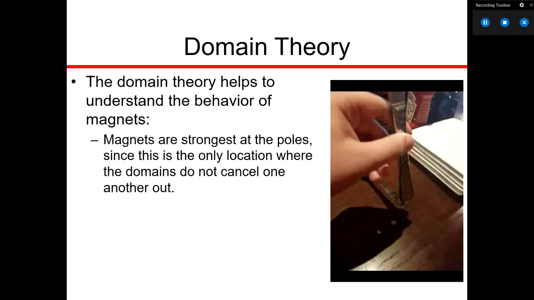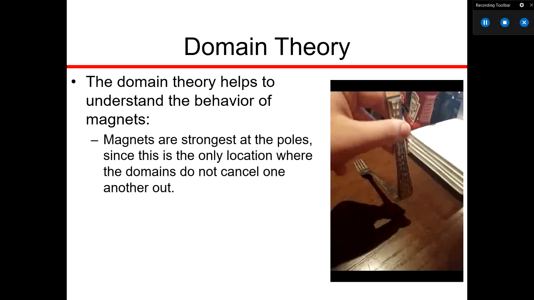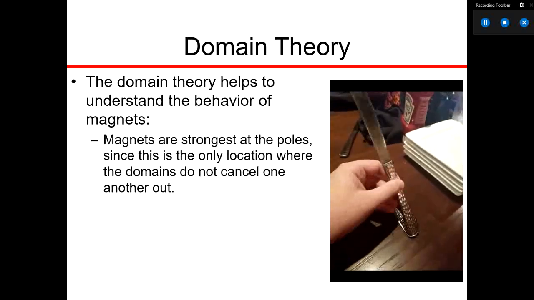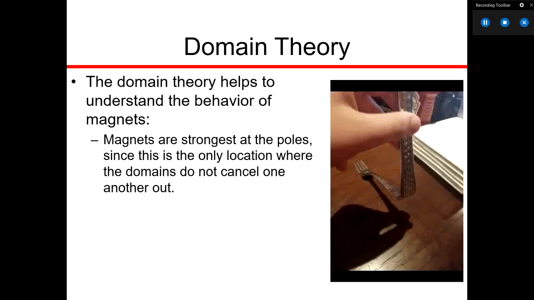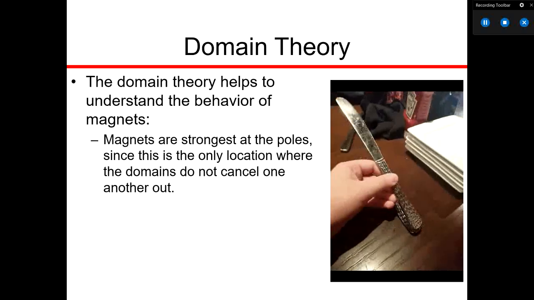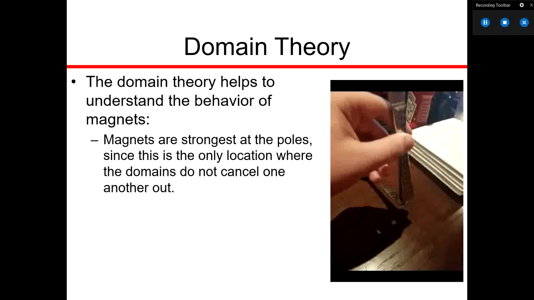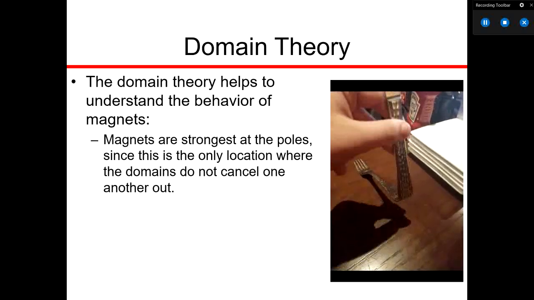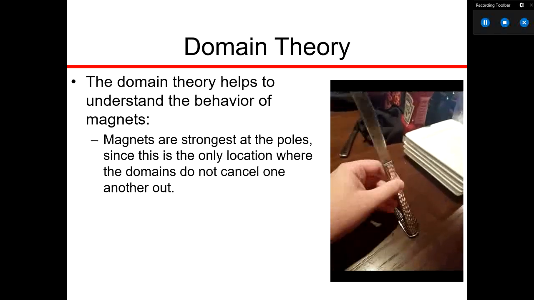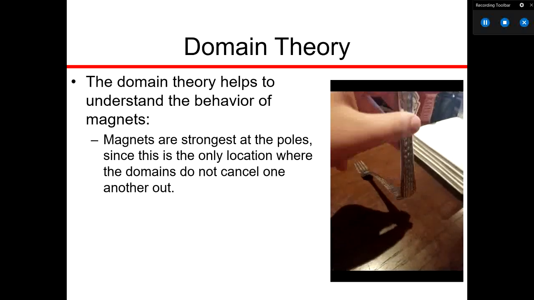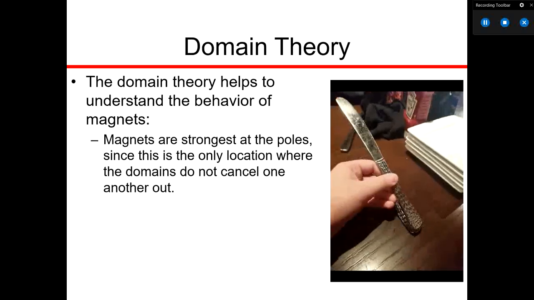So the domain theory helps us understand the behavior of magnets. Notice in this image that they're using the end of the knife to pick up the fork, not the middle of it. That's because magnets are strongest at their poles, since this is the only location where domains do not cancel each other out.